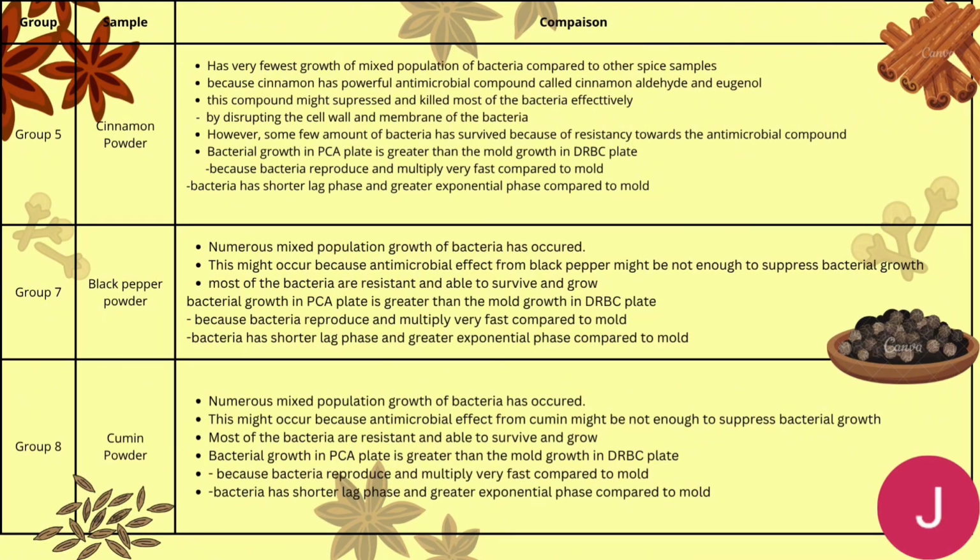Then the bacterial growth in PCA plate is greater than the mold growth in DRBC. Then the group 8 with cumin powder sample in the PCA plate showed numerous mixed population growth of bacteria. This occurs because the antimicrobial effect from the cumin is not enough to inhibit the bacterial growth, and the bacteria were able to survive, and the bacterial growth in PCA plate is greater than the mold growth in DRBC plate.